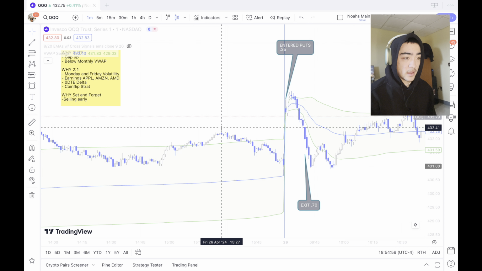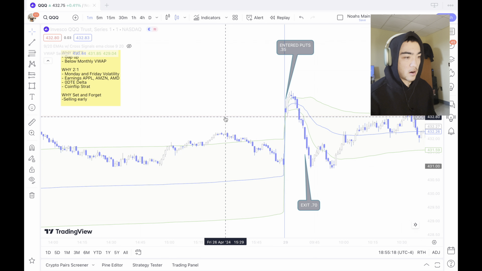In summary, it creates volatility. Volatility being more buyers, more sellers, more people are involved in the market this week because companies are releasing earnings. So that's why the 2-to-1. That's why I set the take profit at 100%. 0 DTE delta.